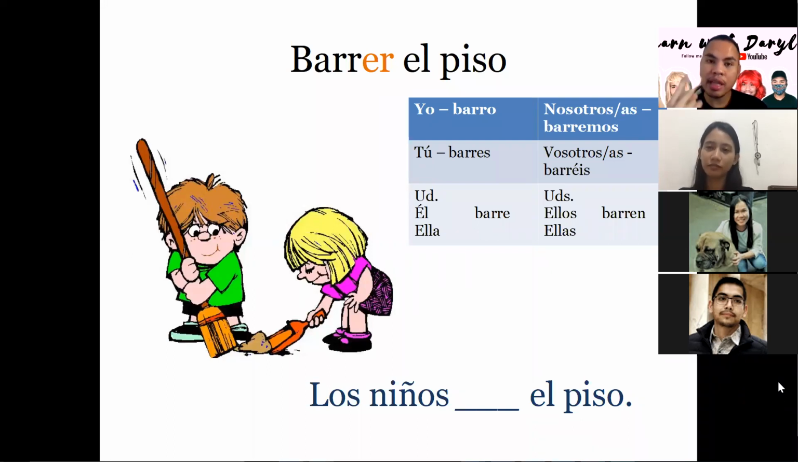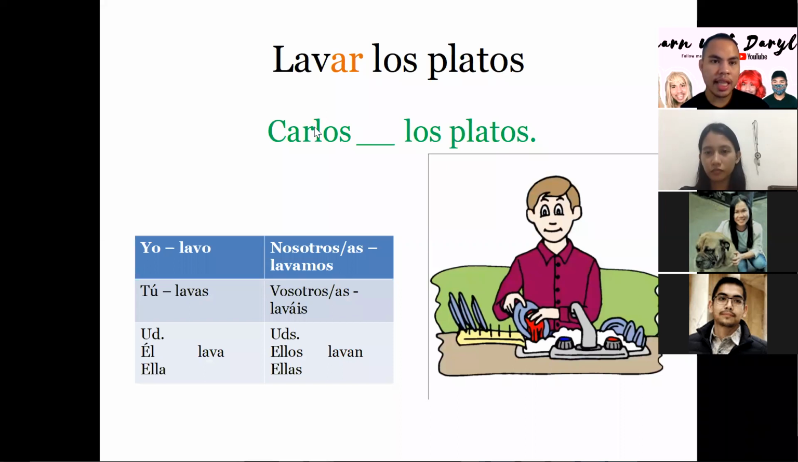But just make sure that if it's double R, you have to roll the R a little bit. Okay, so barrer el piso. And also, if the word starts with an R, you have to put an extra effort in rolling the R, okay? So there. Los niños barren el piso. Siguiente. Okay, guys, can you comment down your answers? Ay, perdón. Okay.